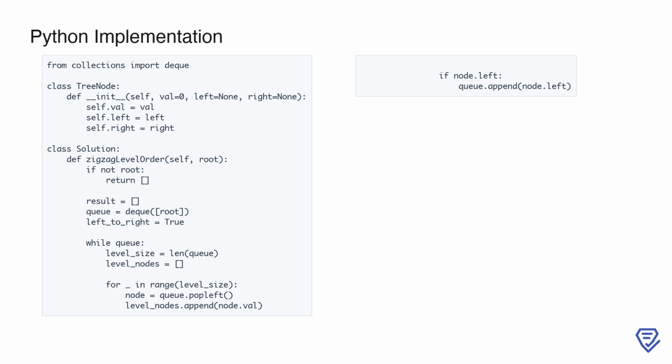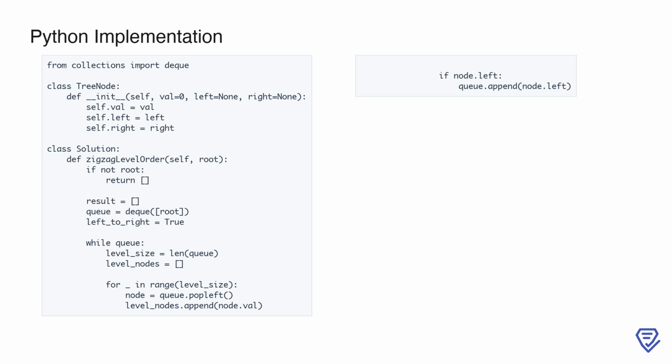The first thing we do is check if the root is None. If it is, we simply return an empty list because there's no tree to traverse. After that, we initialize an empty list called result, which will store the final zigzag level order traversal. We also create a deque called queue, starting with the root node inside it, to help us process each level of the tree. Additionally, we define a Boolean variable left_to_right, initializing it to true, to keep track of the direction of traversal for each level.